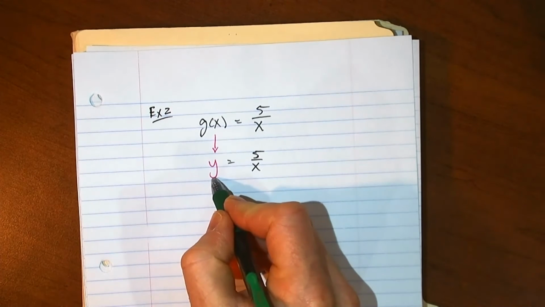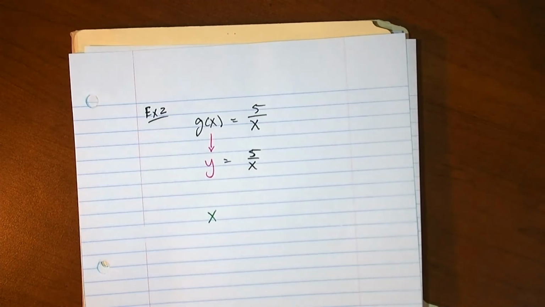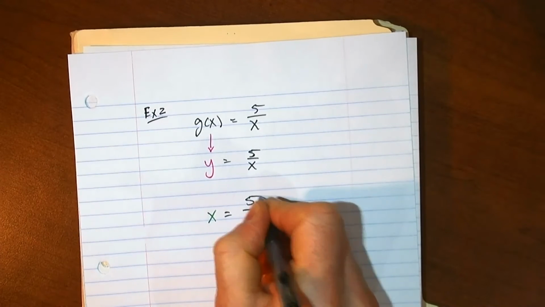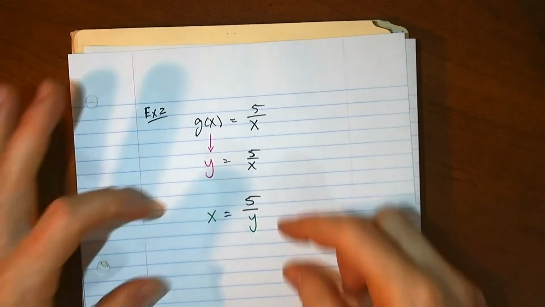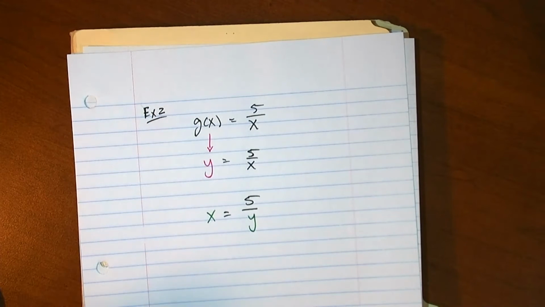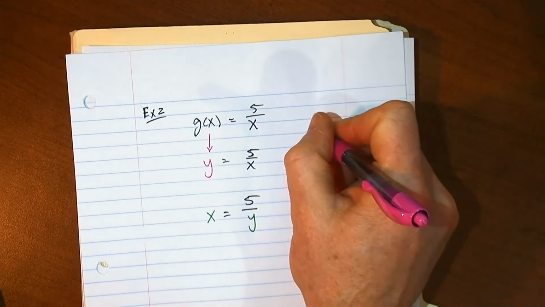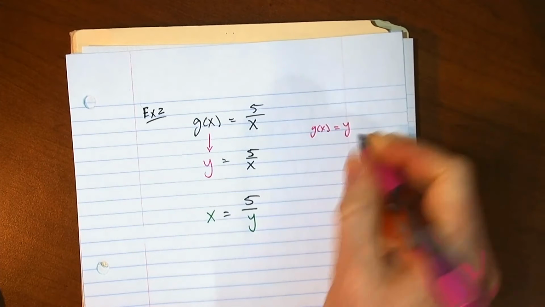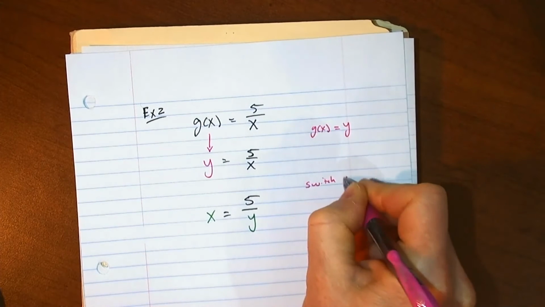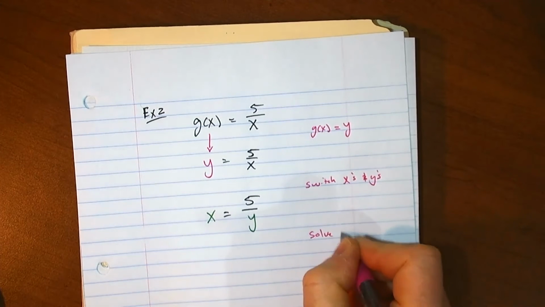So I'm going to take this y and turn it into an x, and I'm going to take this x and I'm going to turn it into a y. The rest of my equation stays the same. Okay, so strictly speaking, we now have an equation that represents the inverse. It's not in the proper format, but that represents the inverse. Okay, so if you don't have those notes from when we did this before, or if you just need a reminder, we remember that g of x is the same as y, and then we switch the x's and the y's. Now we're going to solve for y.